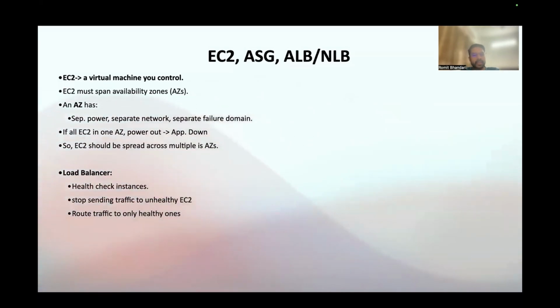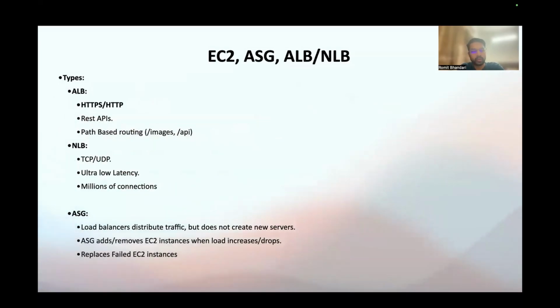And what is load balancer? Health check instances stops sending traffic to unhealthy EC2s, okay, it routes traffic to only healthy ones. There are two types, ALB and NLB. ALB is HTTP based, REST APIs, path based routing. NLB is TCP UDP, for ultra low latency, millions of connections, you would go for NLB. And ASG is auto scaling group. Load balancers, they would distribute traffic but does not create new servers, okay, but ASGs can add or remove EC2 instances when load increases, drops, and it replaces failed EC2 instances, okay.